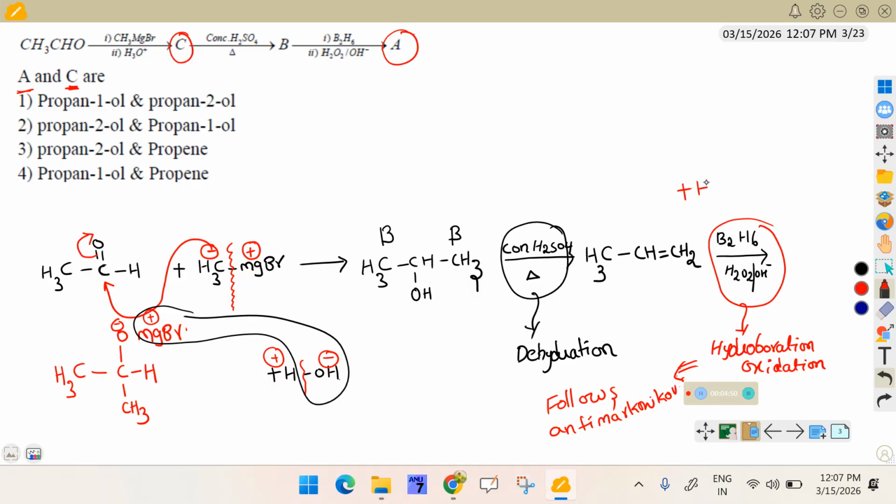Add water molecule, following anti-Markovnikov's rule. Anti-Markovnikov's rule is to add the hydrogen atom from H2O to the unsaturated carbon which contains fewer hydrogens. Then the compound is CH3CH2CH2OH. So this is A and this is C. A is propan-1-ol and C is propan-2-ol. The correct answer is the first option.